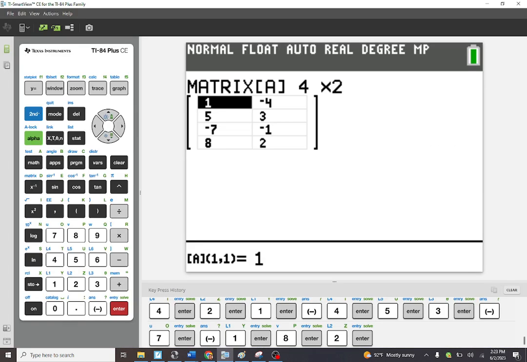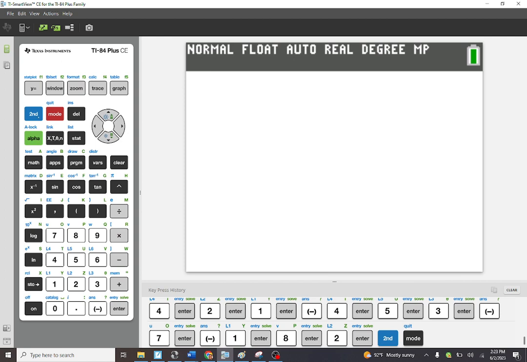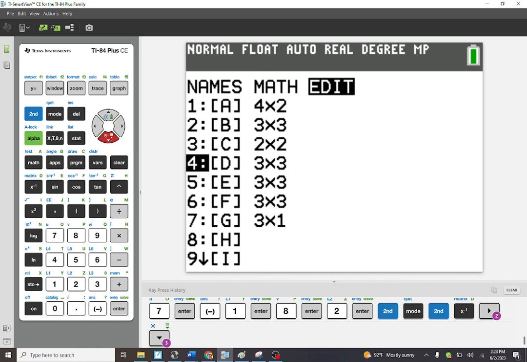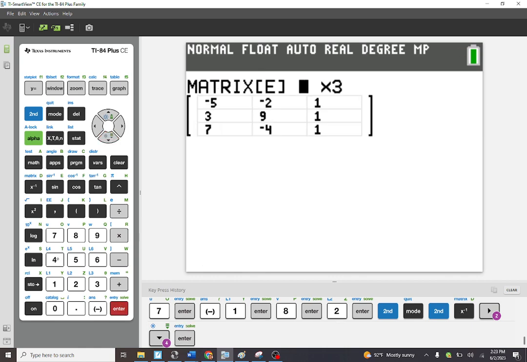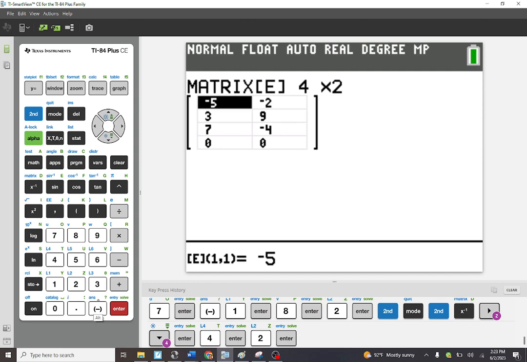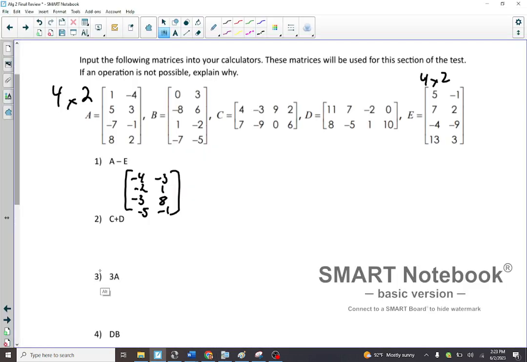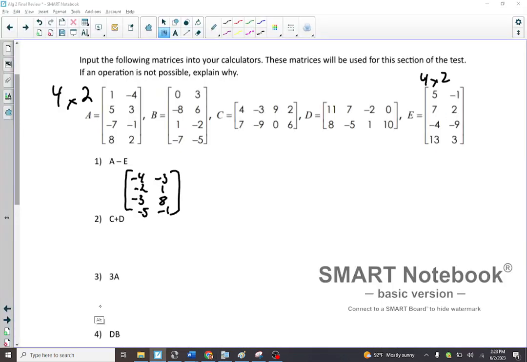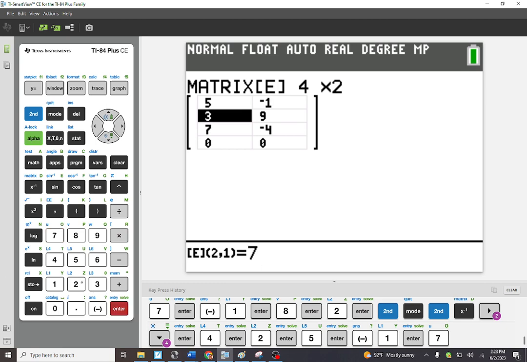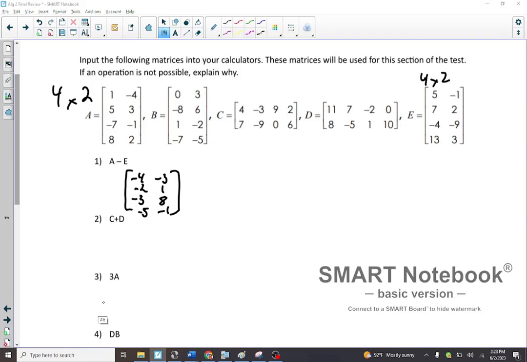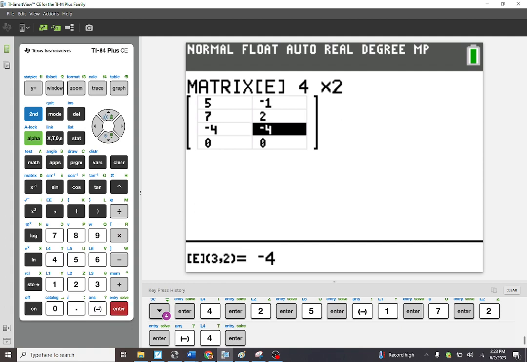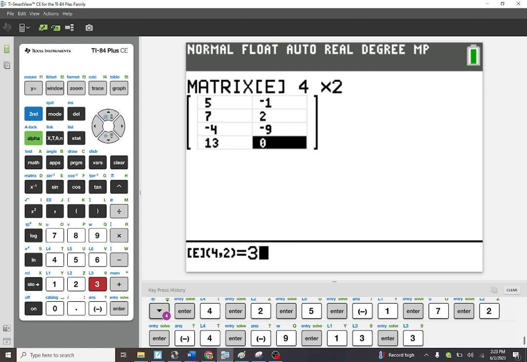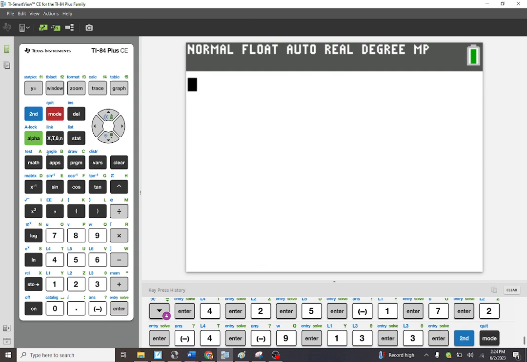Okay. So I'm going to click second quit. Anytime you need to go back to the normal screen, you go second quit. And I'm going to go to the matrix one more time. This time I'll do E, just because it was E. I'm going to do 4 by 2 and plug in what E is. So 5, -1, 7, 2, -4, -9, 13, 3. Second quit. All right, I already put that in.